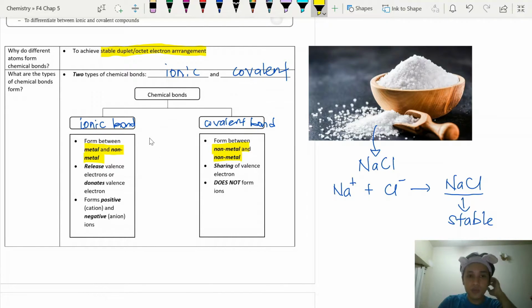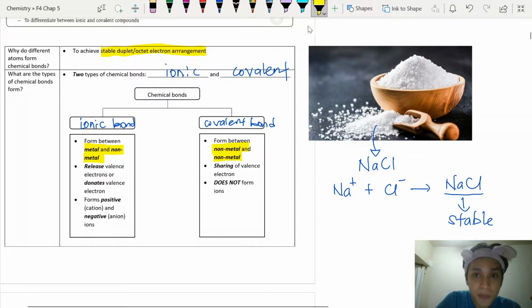For an ionic bond, the way they combine is that one will donate the electron and another will accept the electron. It's like you don't have enough money, so I give you my money. That is for ionic bond. For covalent bond, we share. We want to buy something, both don't have enough money, so we combine our money and buy together. That is for covalent bond.